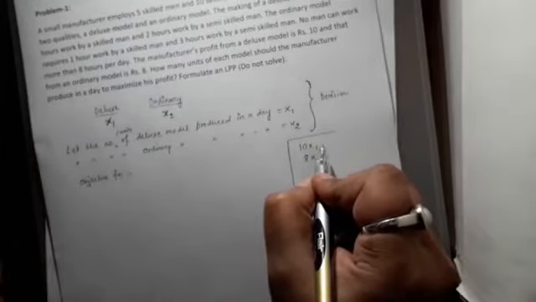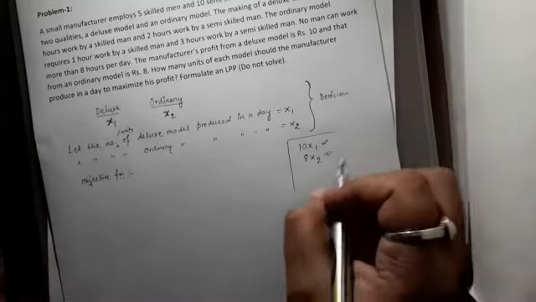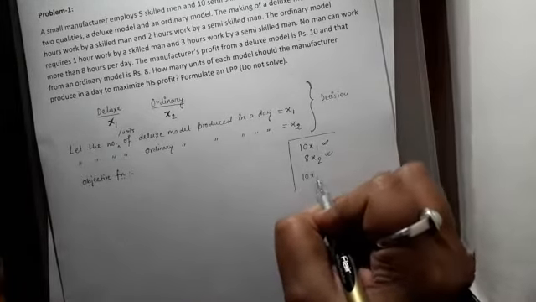It will be the total profit earned from the deluxe model plus the total profit earned from the ordinary model. Okay, so that is the total profit for a day. So the total profit for a day will be 10x1 plus 8x2.